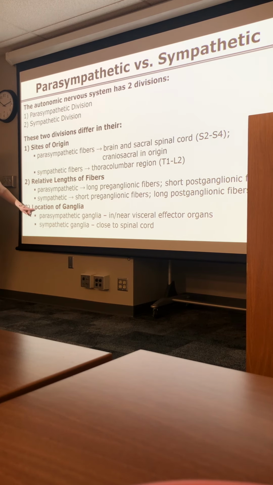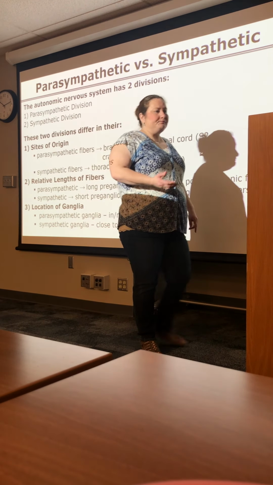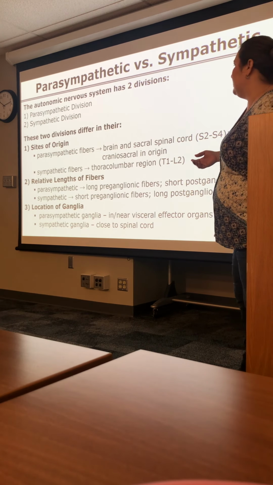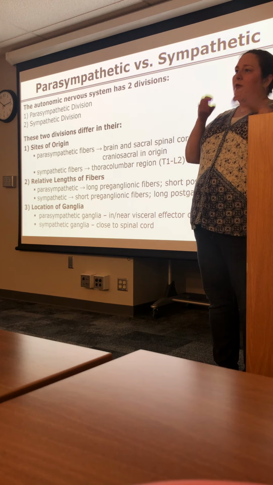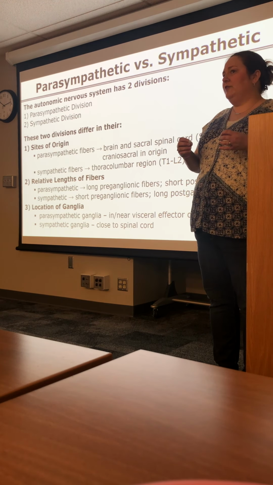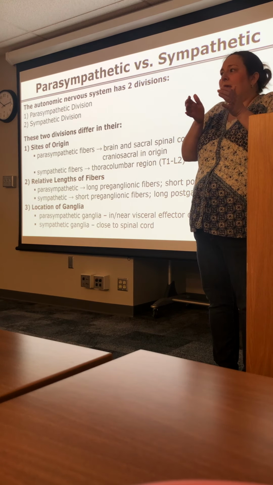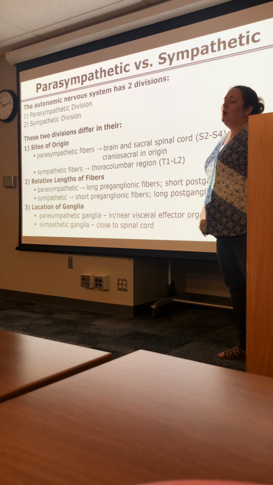Well, that also means where the ganglia are located is different between the two systems as well, and we've talked about this already. If we're talking about the parasympathetic division of the autonomic nervous system, the craniosacral division, we're looking at either the brainstem or the S2, 3, 4 region, just a little extra gray matter along the side, not enough to make a horn.